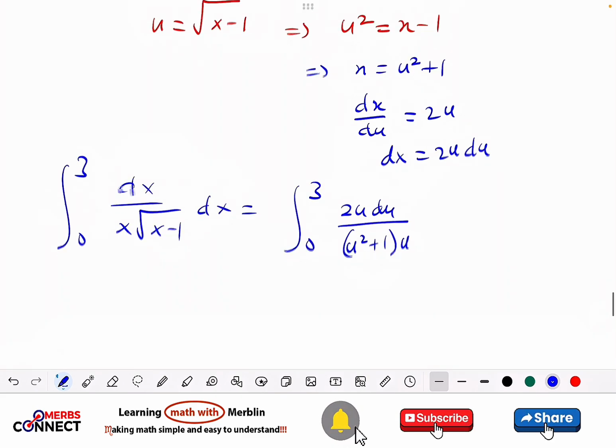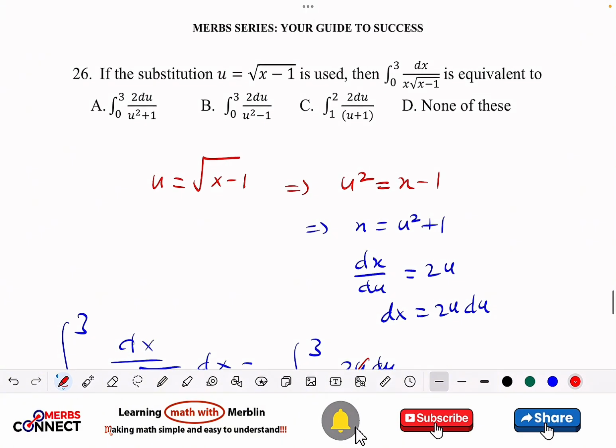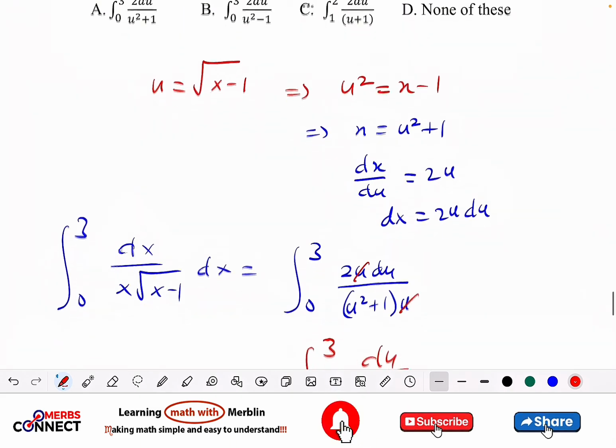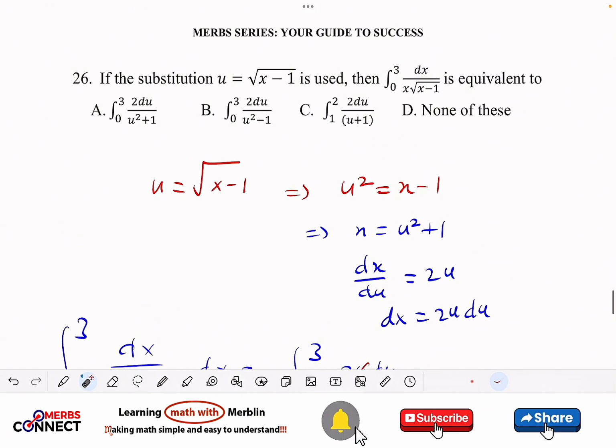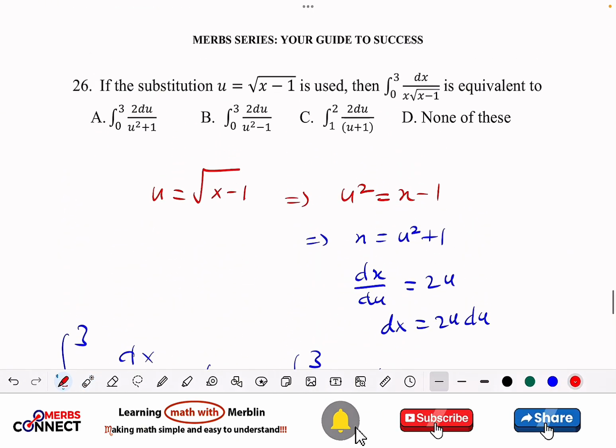We have something like that there. Now this u will cancel this u. So I'm going to have 0 to 3 du over u squared plus 1, which is going to give us, okay, there is 2 also in front of this. So I think it's supposed to be a. Yes, it's going to give us the a. That's what we are going to get from there.